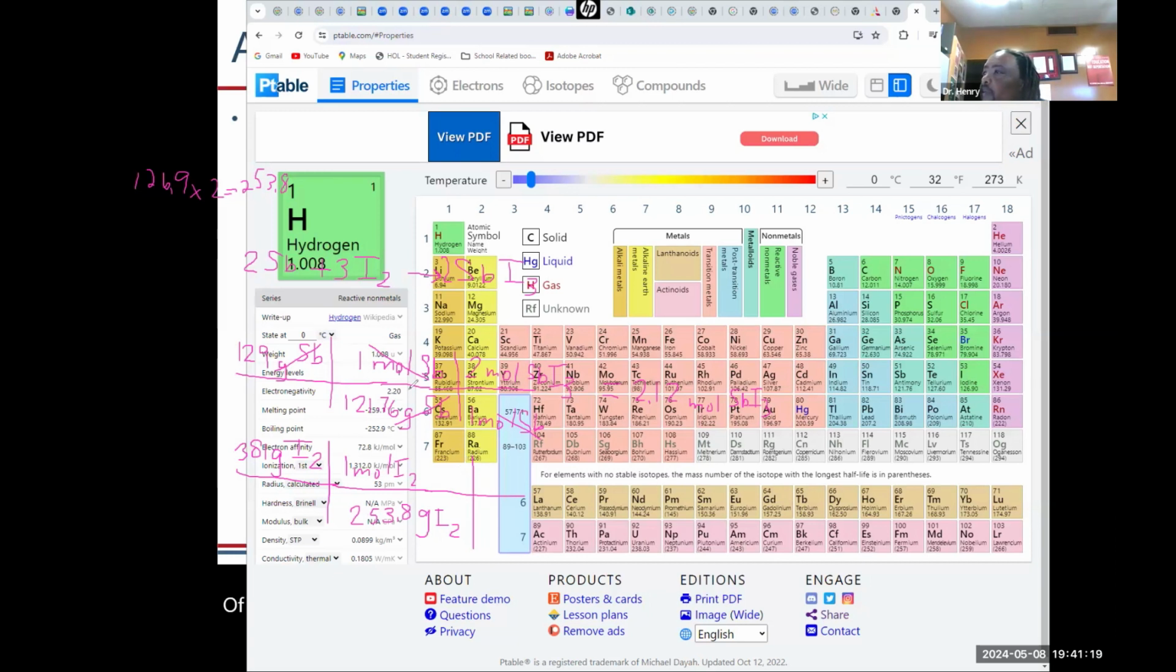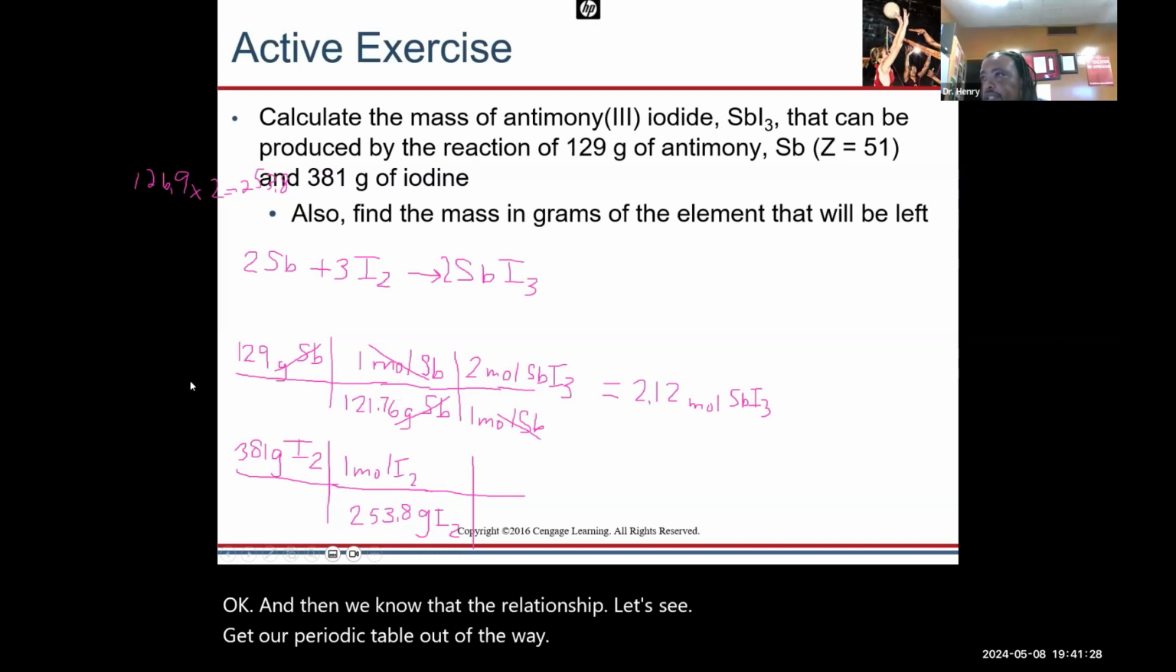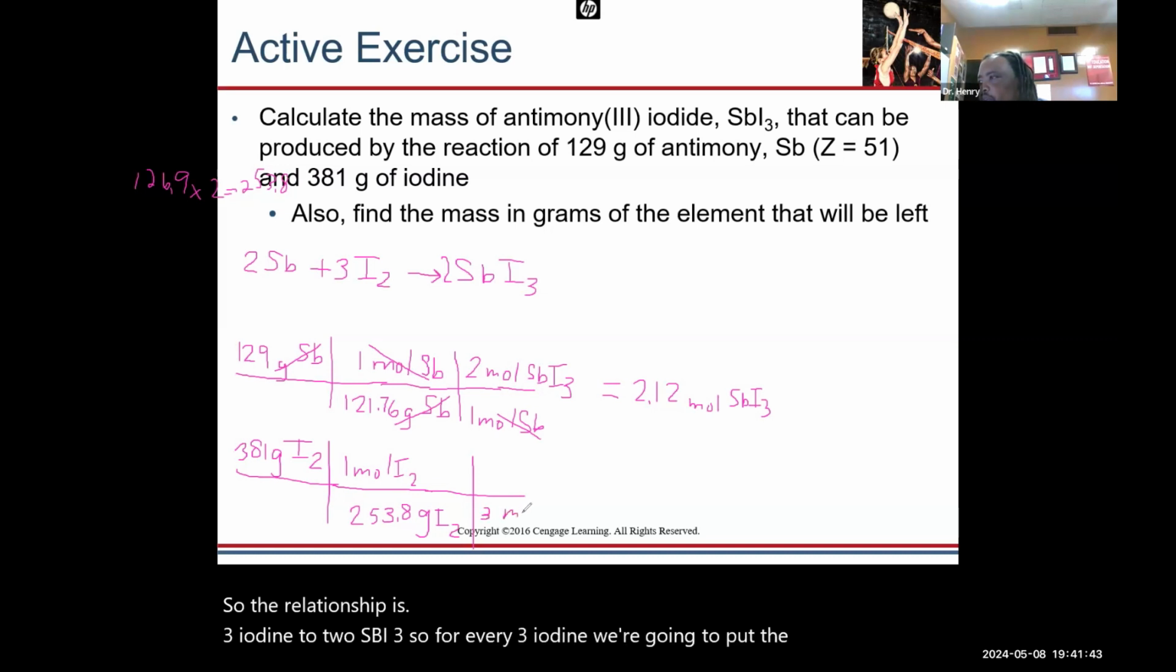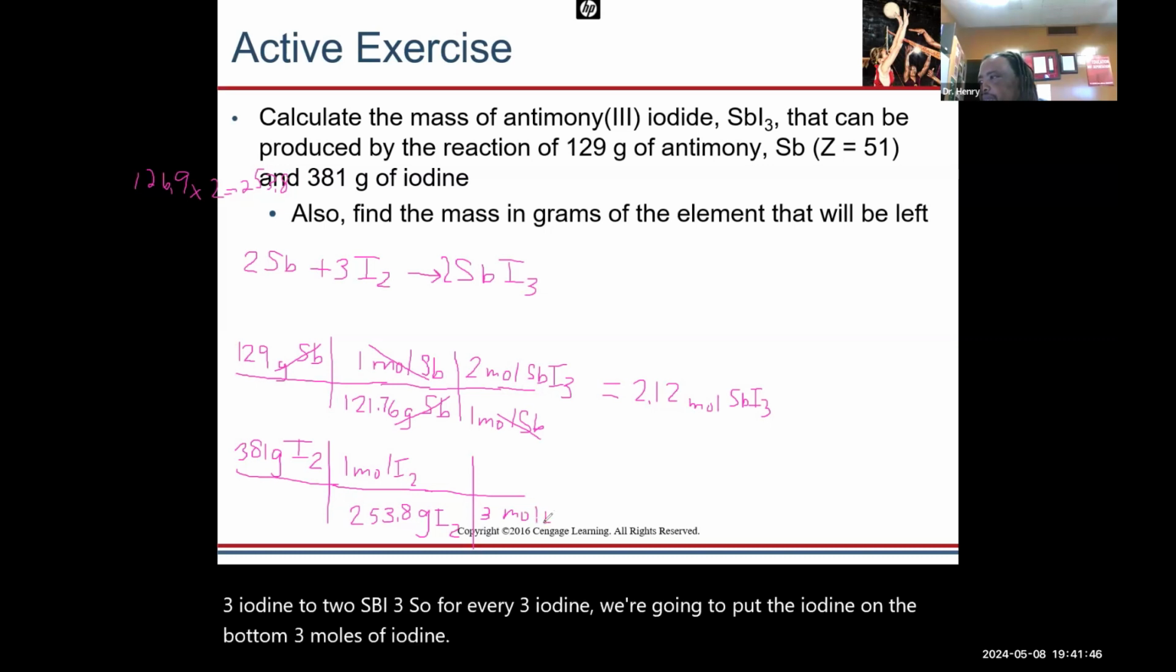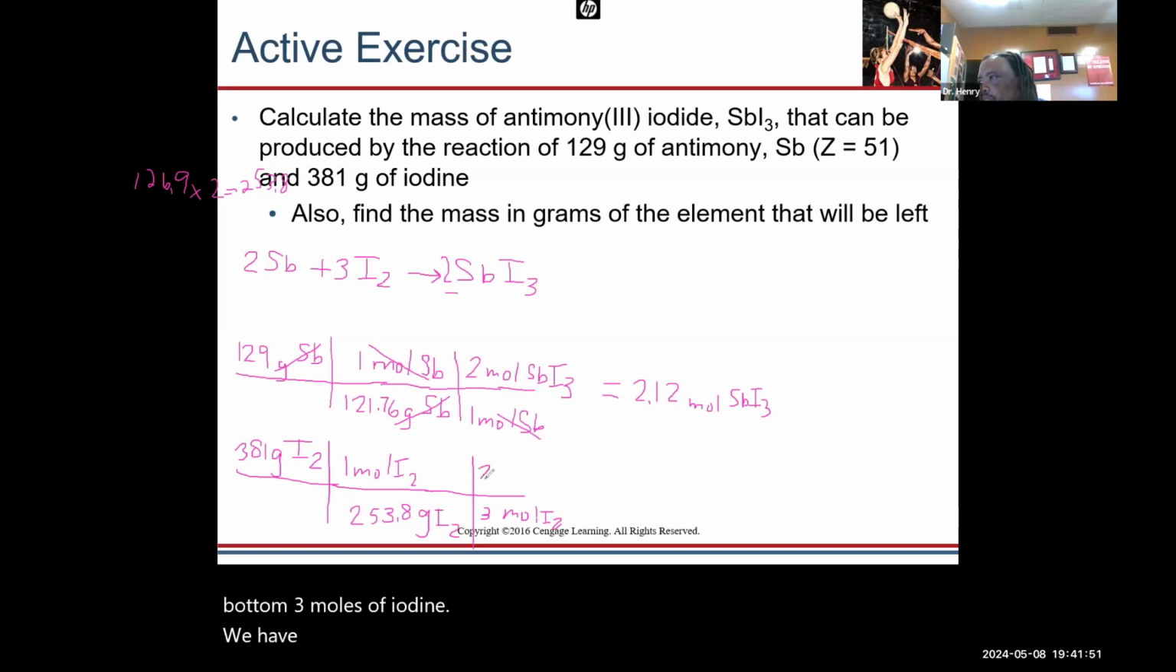Okay. And then we know the relationship, get our periodic table out of the way. So the relationship is 3 iodine to 2 SbI3. So for every 3 iodine, we're going to put the iodine on the bottom, 3 moles of iodine. We have 2 moles of our SbI3.